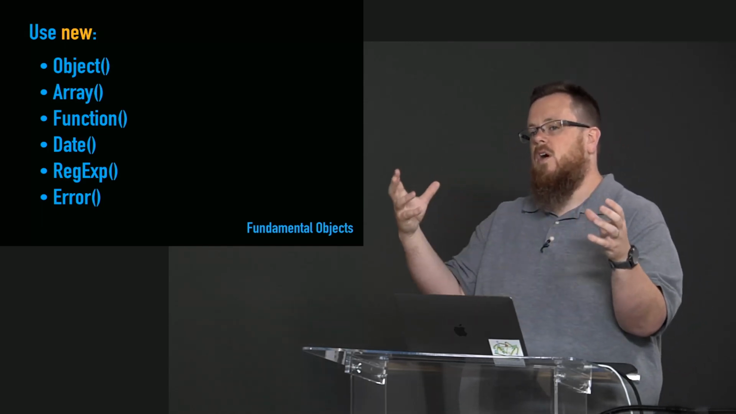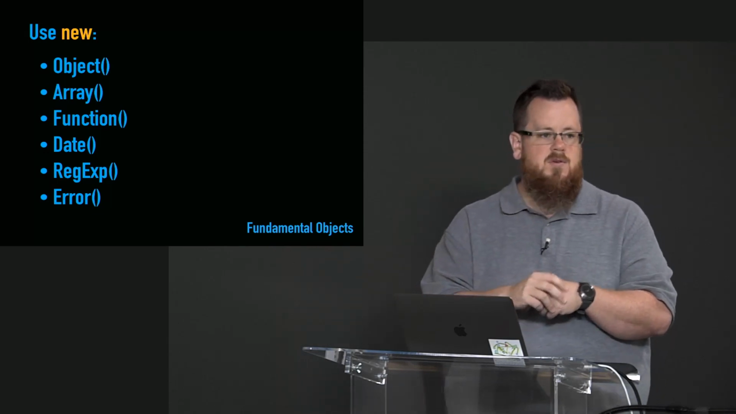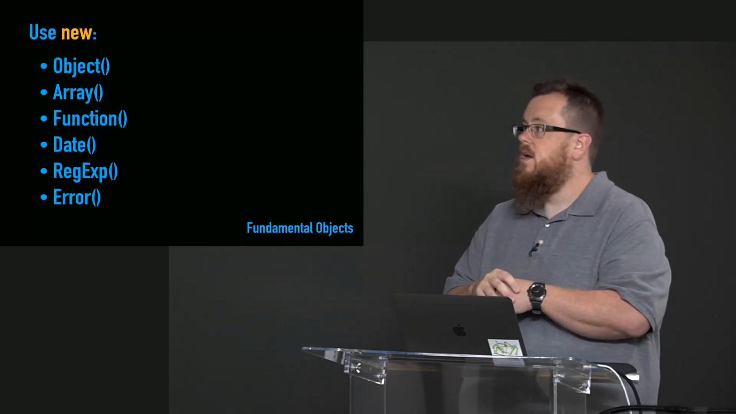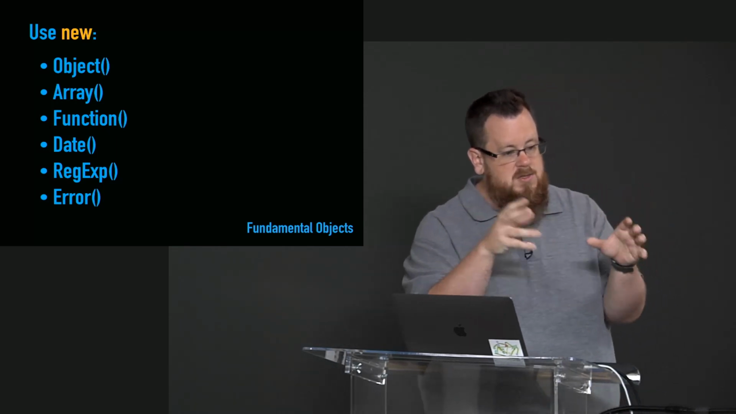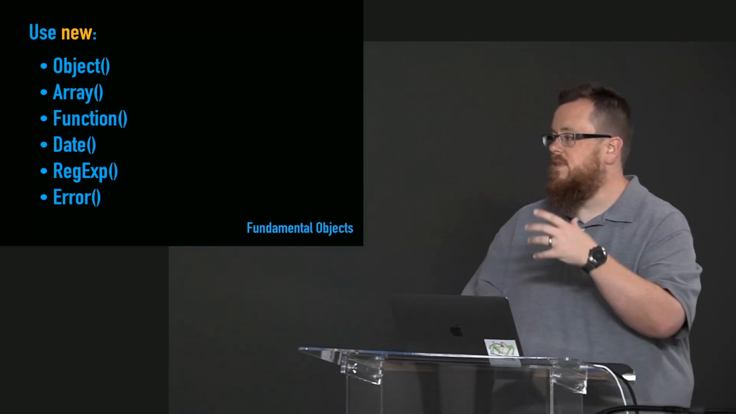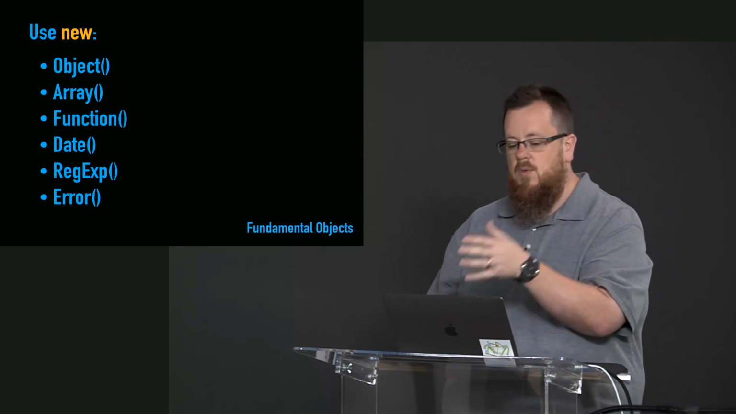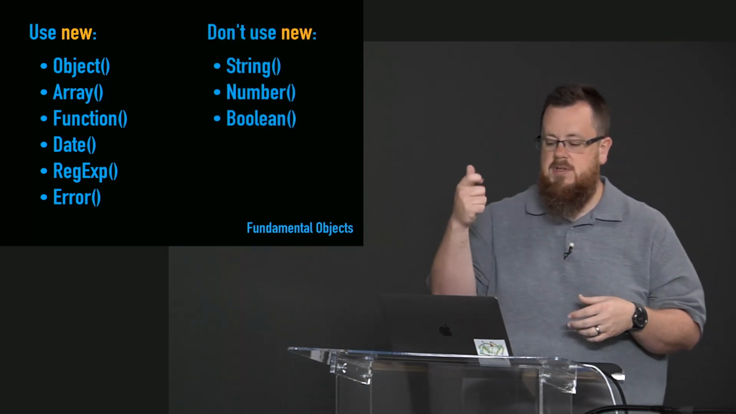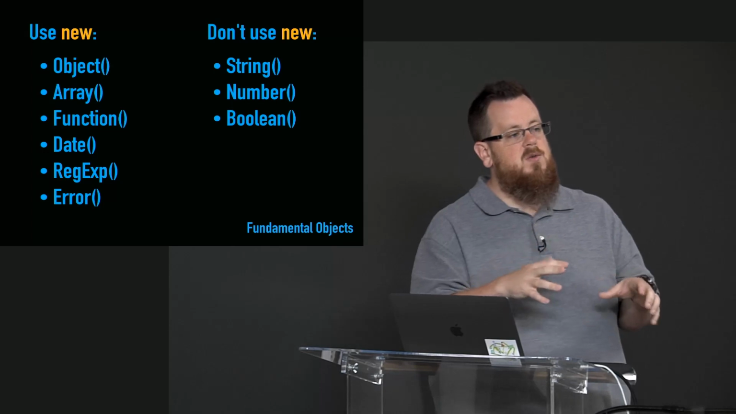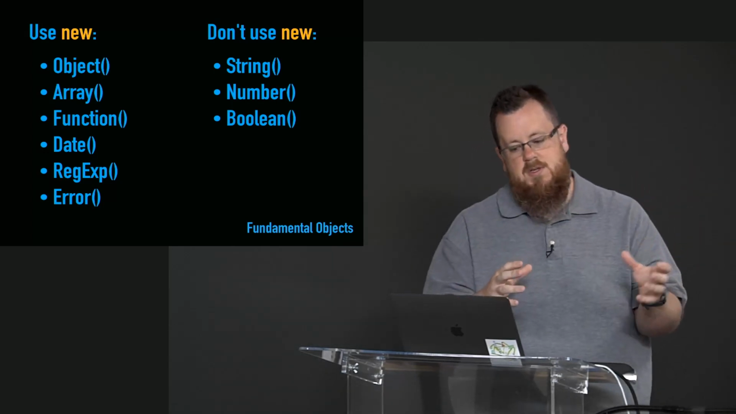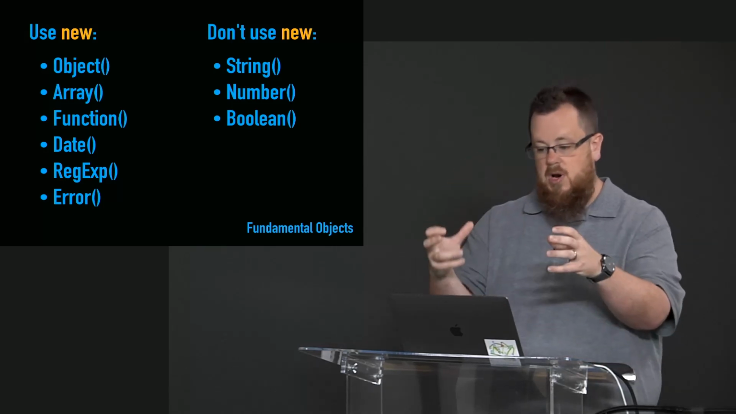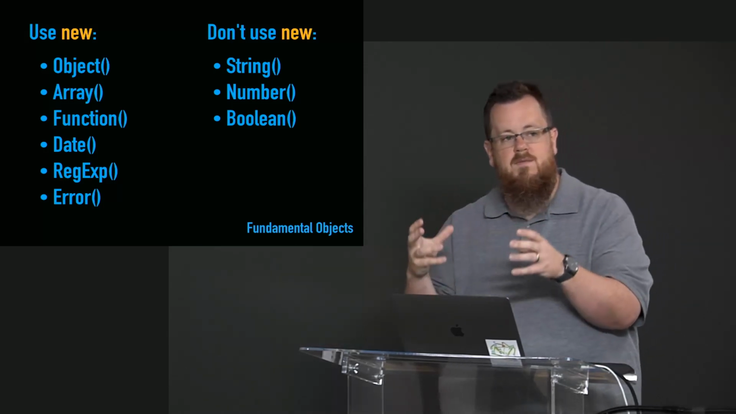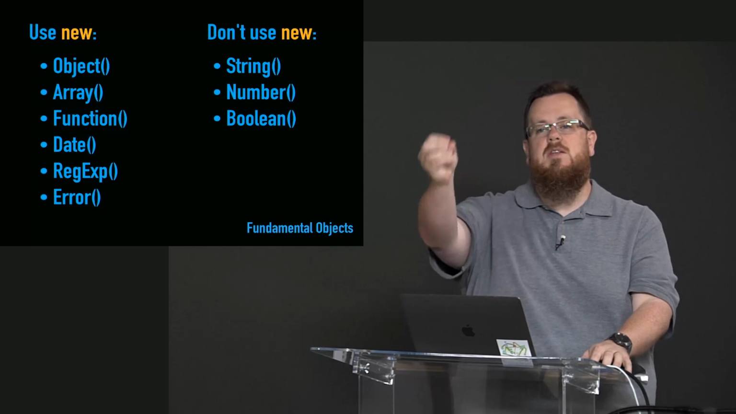They create object wrappers around these values, representations of the values, and we want to use the new keyword to instantiate instances of those. But we have some other fundamental objects where we don't want to use the new keyword, specifically String, Number, and Boolean. Those we want to use as functions. We don't want to put the new keyword in front of them, because if we call String or Number or Boolean with some value, it actually changes it into that type.